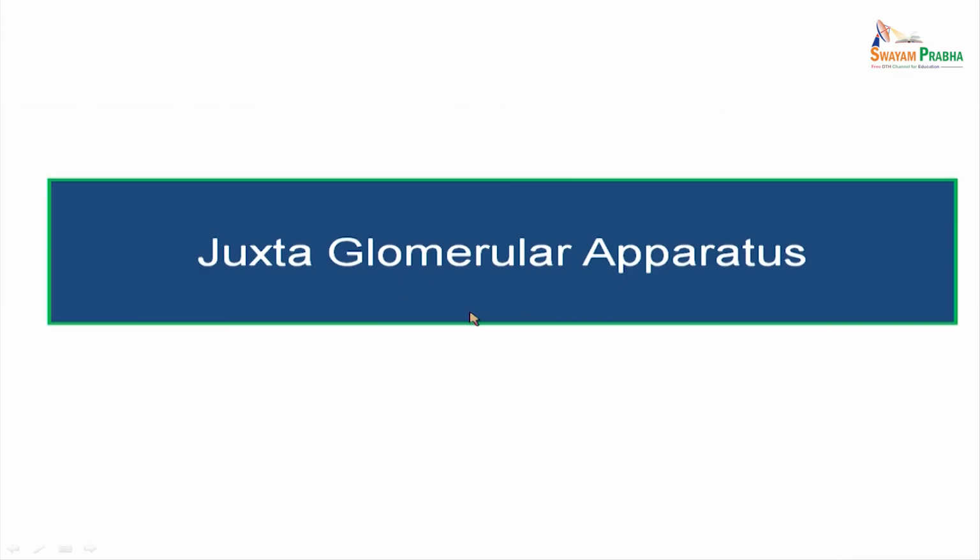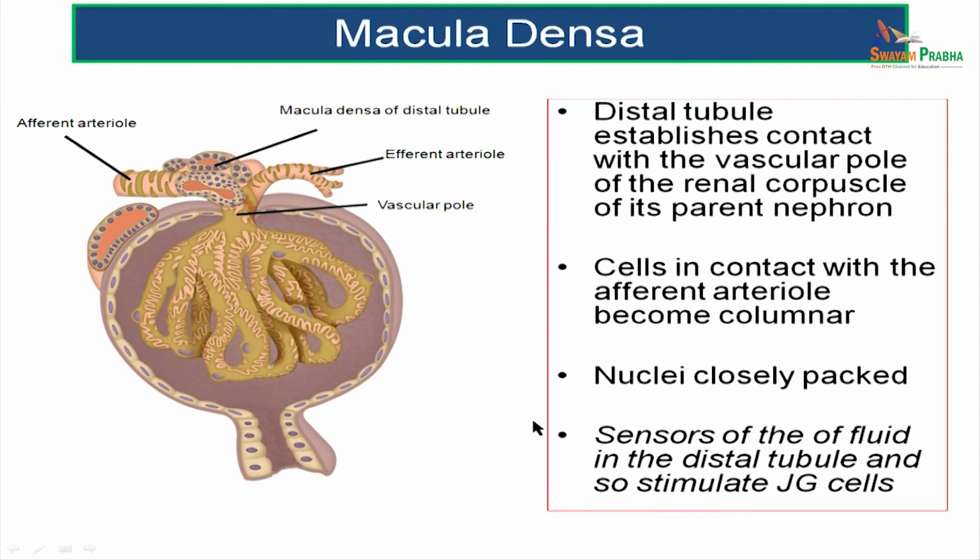So, now we will go into the next histological aspect of kidney, which is very, very important in regulation of blood pressure, that is the juxtaglomerular apparatus. So, this juxtaglomerular apparatus has got various components. First is the macula densa.